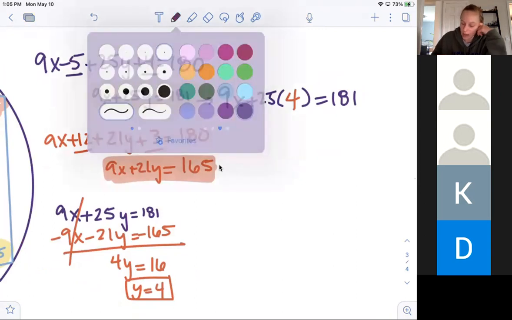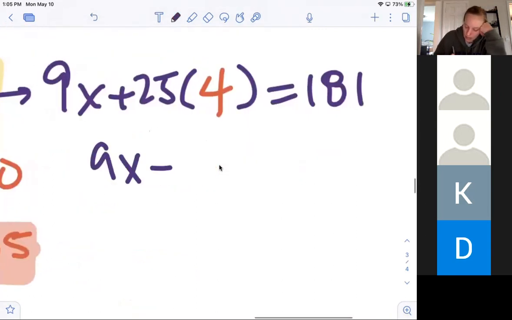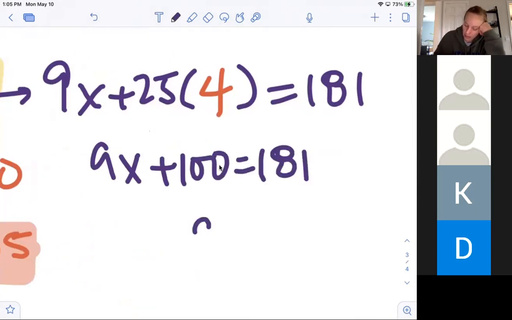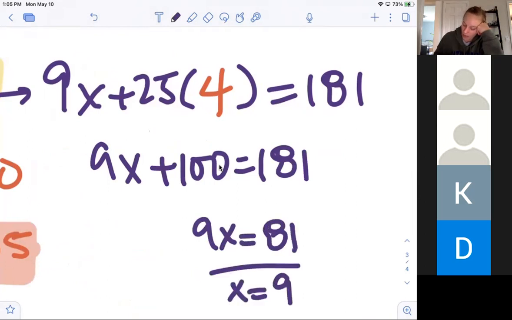Once I do that, I get 9x plus 100 equals 181. You subtract 100 from both sides, so I get 9x equals 81, and I divide by 9 and I get x equals 9.